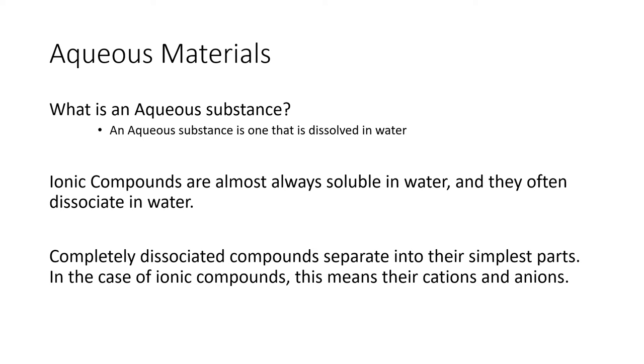For covalent compounds, that's going to be determined by a combination of size and polarity, but we're going to be looking at ionic compounds today. And ionic compounds are almost always going to be soluble in water because of their differential charges. And often ionic compounds that are dissolved in water will dissociate. A completely dissociated compound separates down into its simplest parts. And in the case of ionic compounds, this means their cations and their anions.